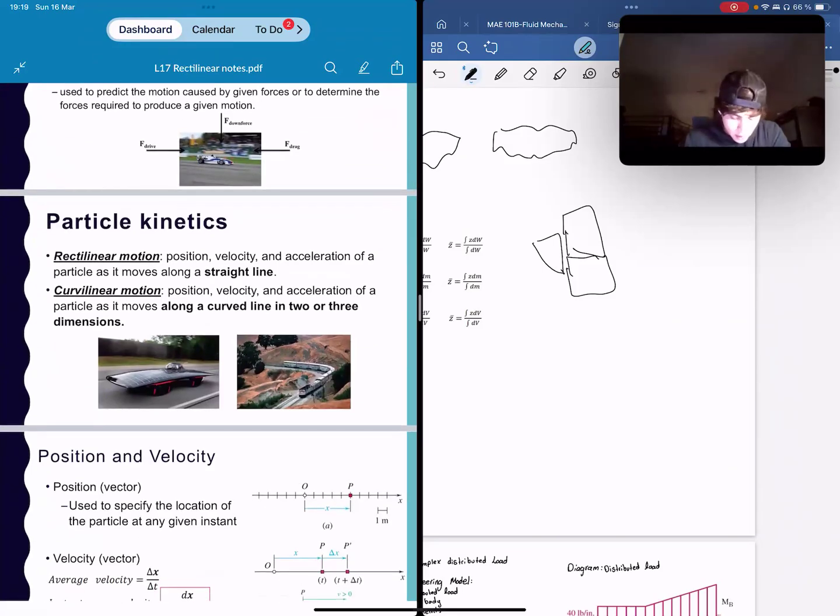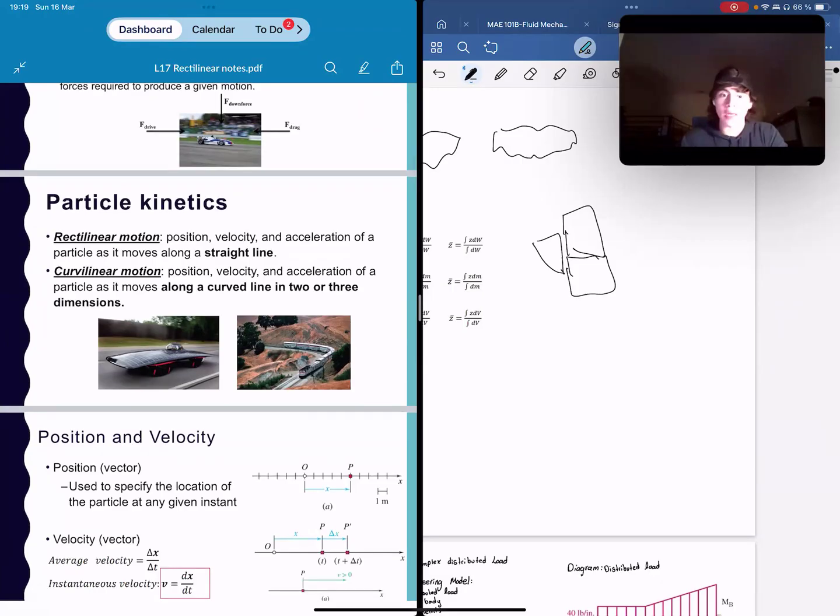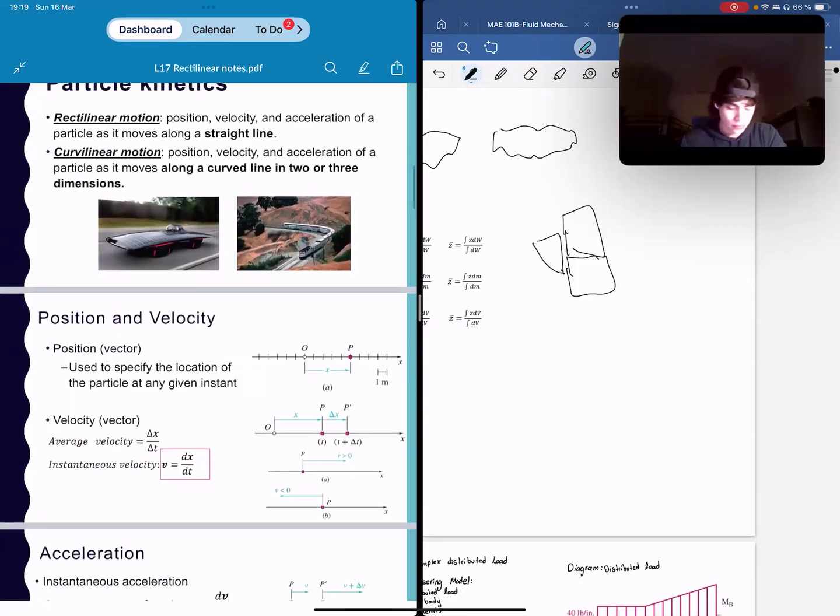We have particle kinetics. For a motion, you can have different types of motions. You can have rectilinear, meaning it moves in a line, and you can have curvilinear, right? Meaning it moves on a curve. And for curvilinear as well, you could have a fixed radius, a moving radius, and a moving angle and radius. So I guess I'll see it in the next two or three lectures.